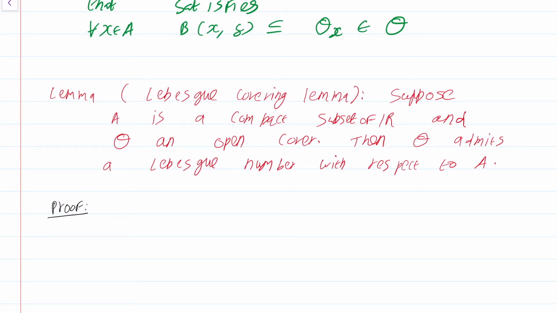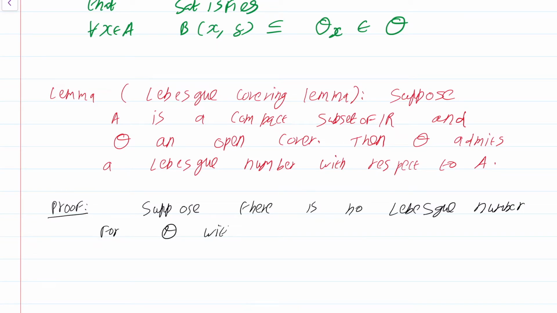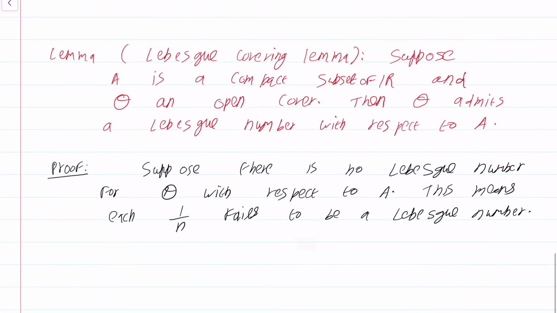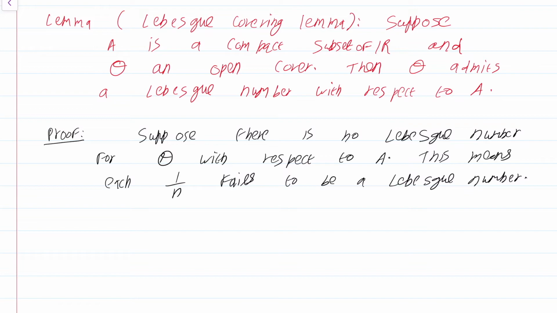So this Lebesgue covering lemma is going to be the connection between open covers and compactness. So let's do this proof in great detail. Okay. Suppose there is no Lebesgue number for O with respect to A. This means each 1/n fails to be a Lebesgue number, right? There is no Lebesgue number, therefore 1/n cannot be a Lebesgue number. Okay? Now, how do we exploit this?